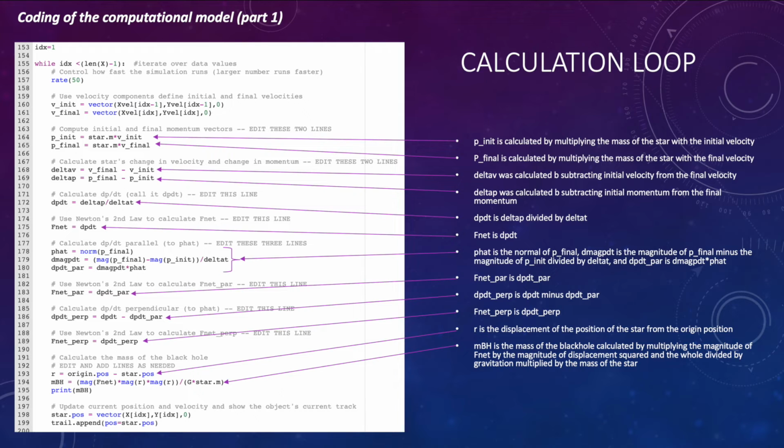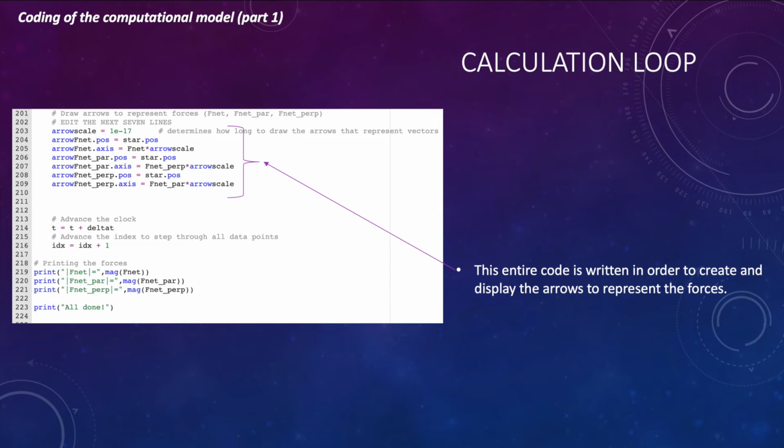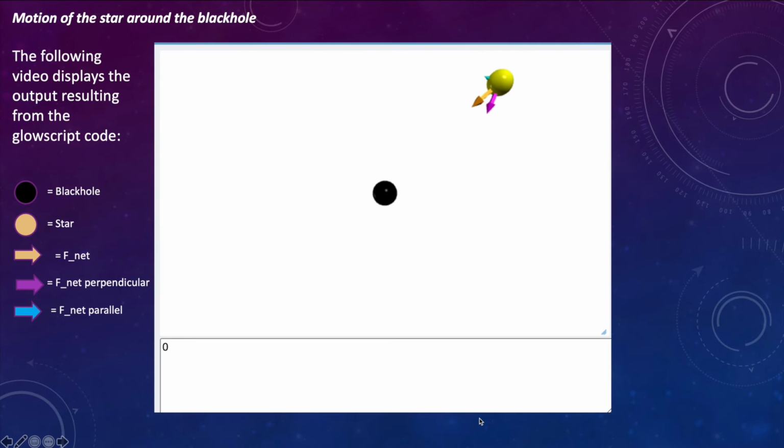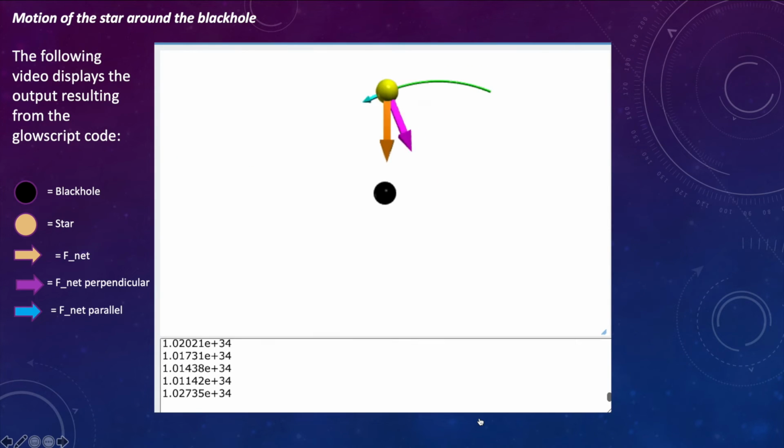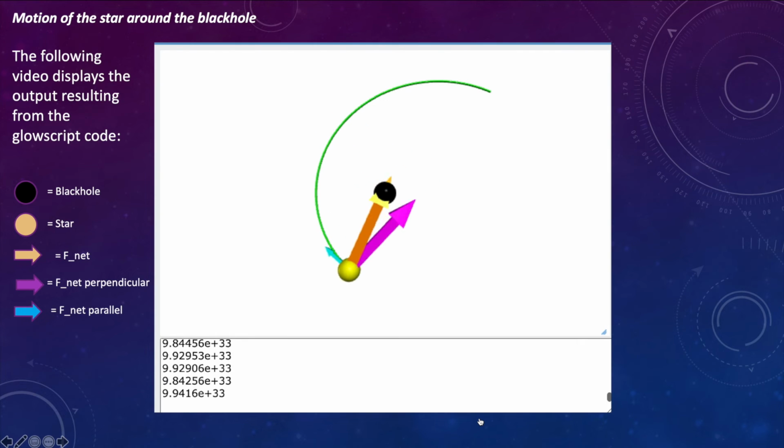original position. Hence, MBH is the mass of the black hole calculated by multiplying the magnitude of F net by the magnitude of displacement squared and the whole divided by gravitation multiplied by the mass of the star. The last part was edited in order to display the arrows to represent forces. The following video along with the legend displays the output resulting from the GlowScript code.